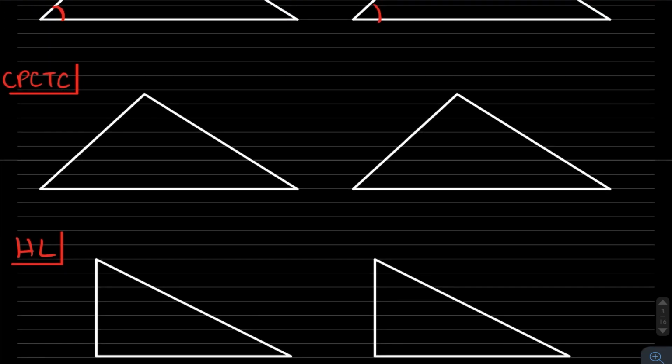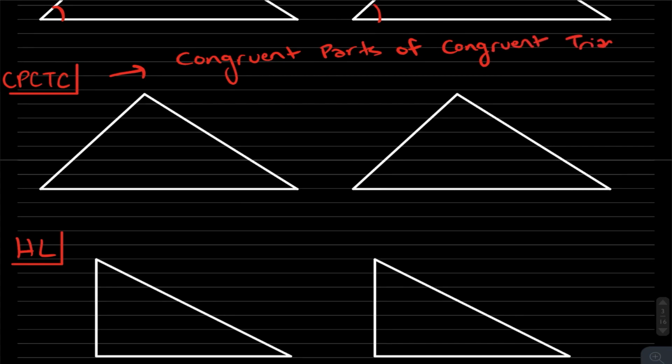What CPCTC stands for is that congruent parts of congruent triangles are congruent.